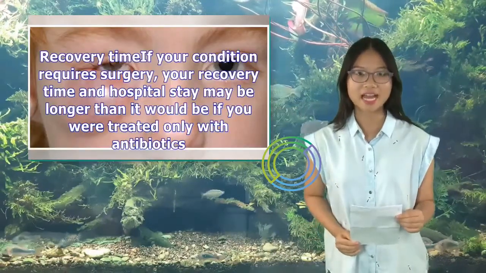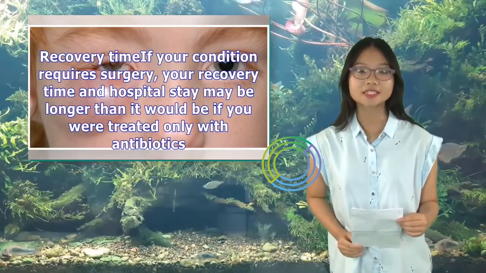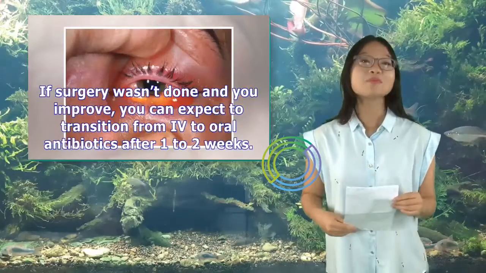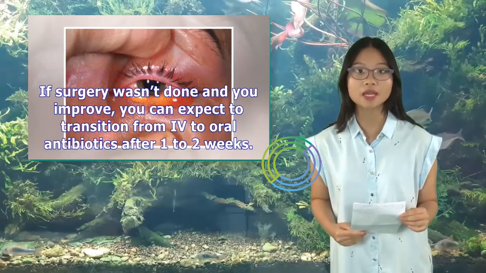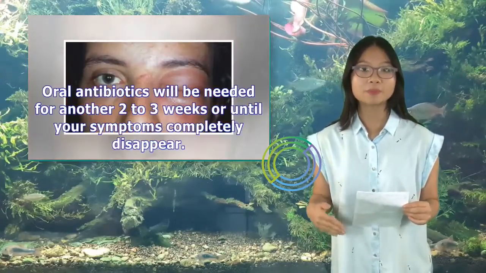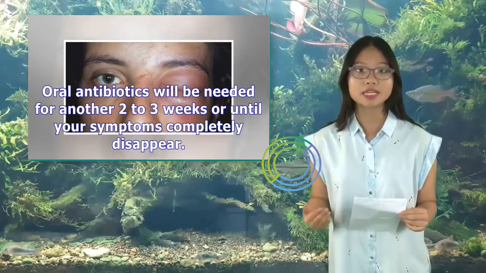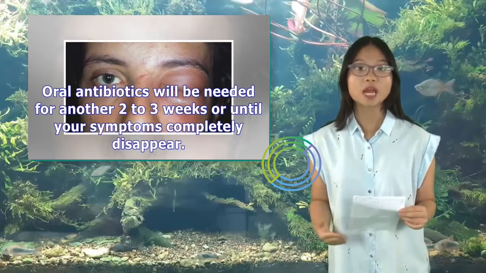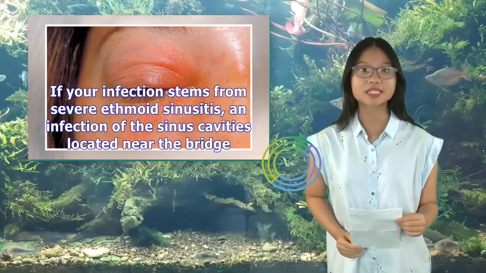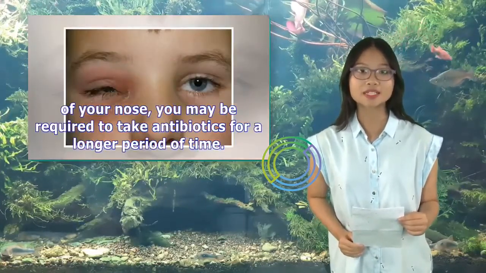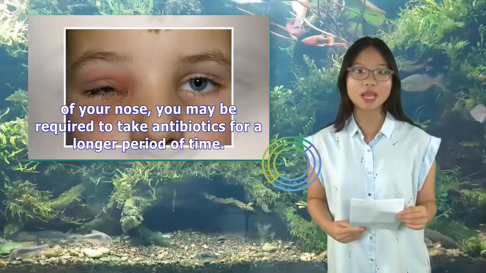Recovery time: if your condition requires surgery, your recovery time and hospital stay may be longer than it would be if you were treated only with antibiotics. If surgery wasn't done and you improve, you can expect to transition from IV to oral antibiotics after 1 to 2 weeks. Oral antibiotics will be needed for another 2 to 3 weeks or until your symptoms completely disappear. If your infection stems from severe ethmoid sinusitis, an infection of the sinus cavities located near the bridge of your nose, you may be required to take antibiotics for a longer period of time.